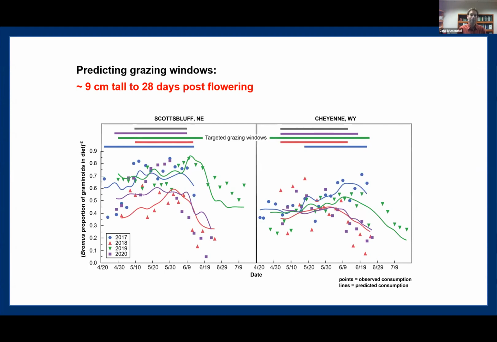We can come up with a fairly simple prescription, which is that the cattle will eat a lot of cheatgrass starting when it's about 9 centimeters tall and they can really access it, and going about a month after it flowers, because at that point it becomes too poor quality for the cattle to really make use of it.